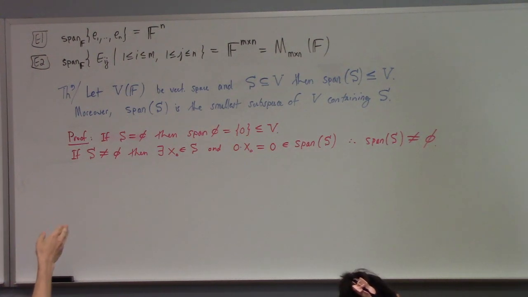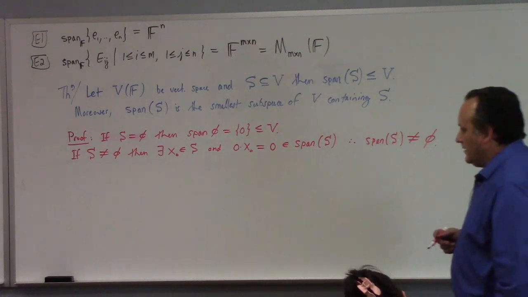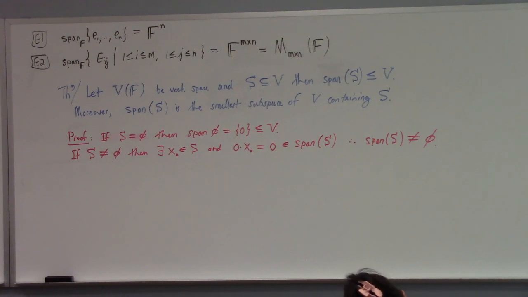When you say smallest subspace of V containing S, do you mean containing the set S or containing all the elements of S? That's what containing a subset means: containing all the elements. That's what we mean by a subset's inclusion. It wouldn't make sense to say the set is an element of it. We're not talking about a power set or something here. Interesting question.